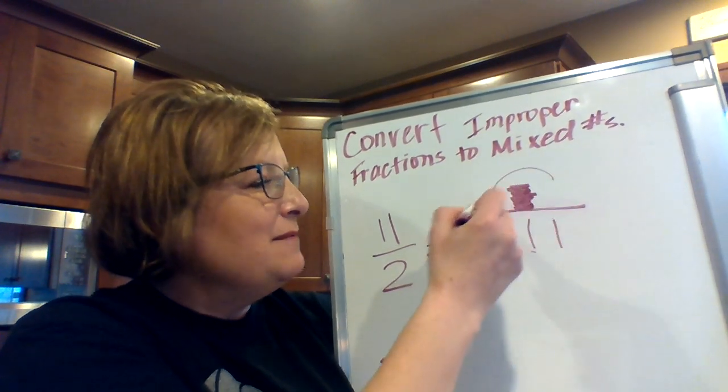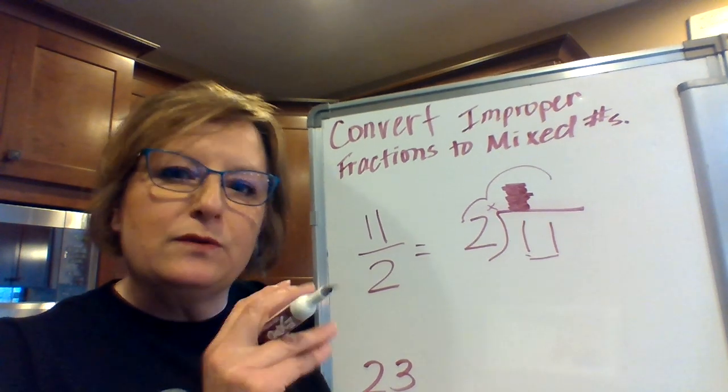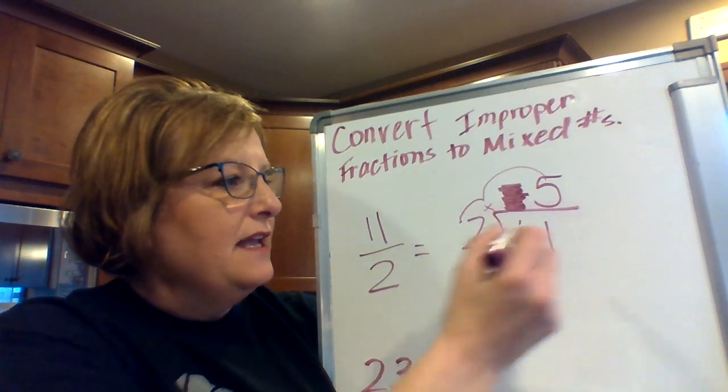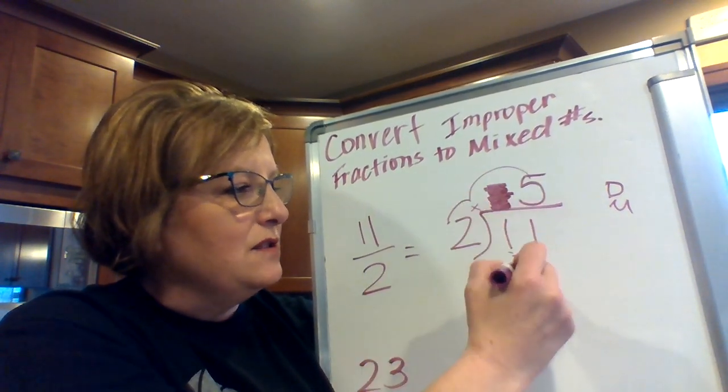So what times 2 now equals 11? Or how many 2's fit into 11 without going over? We're going to do 5. So we just divided. Now we're going to multiply. 5 times 2 is 10.